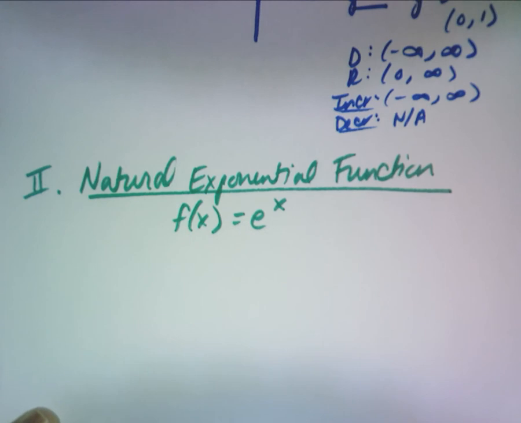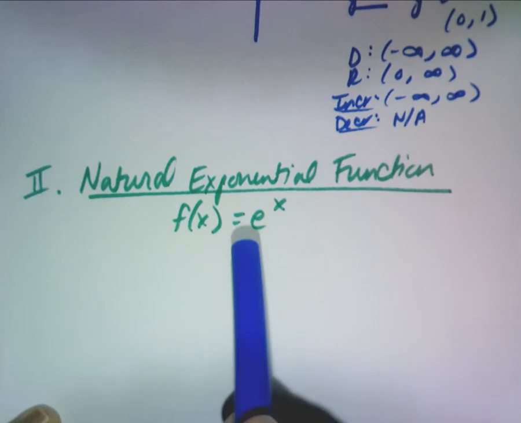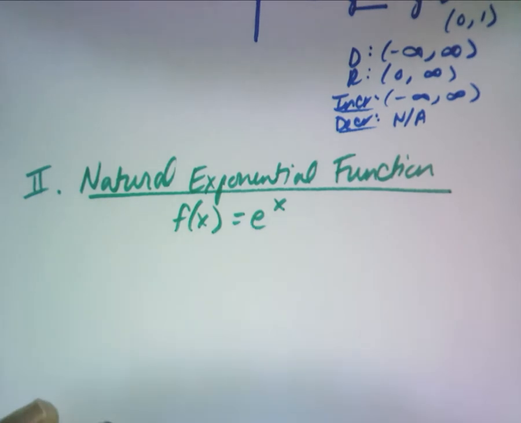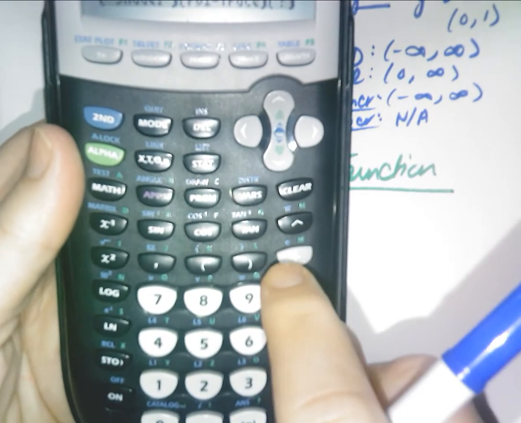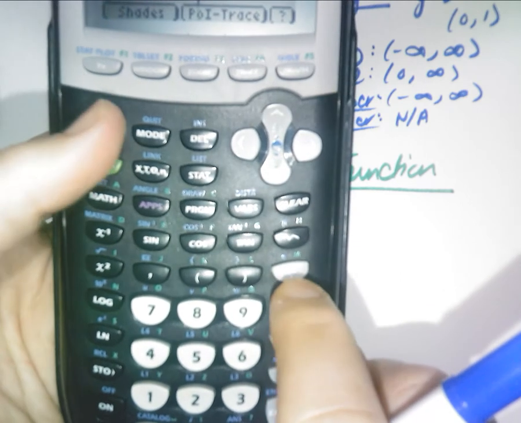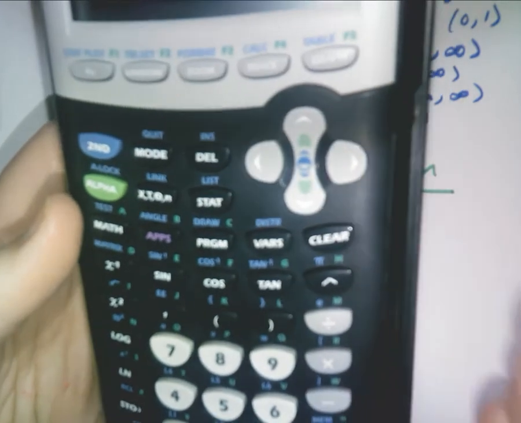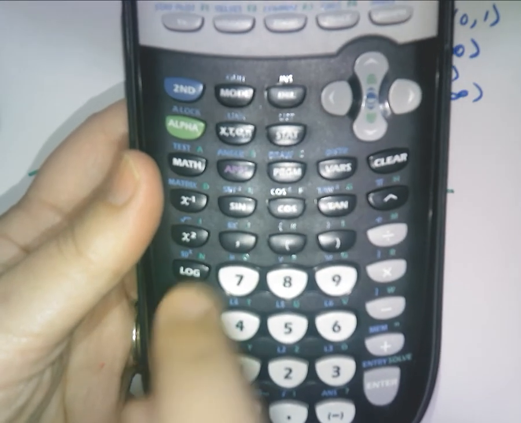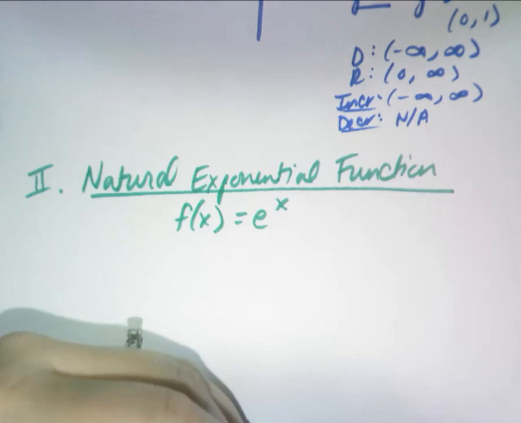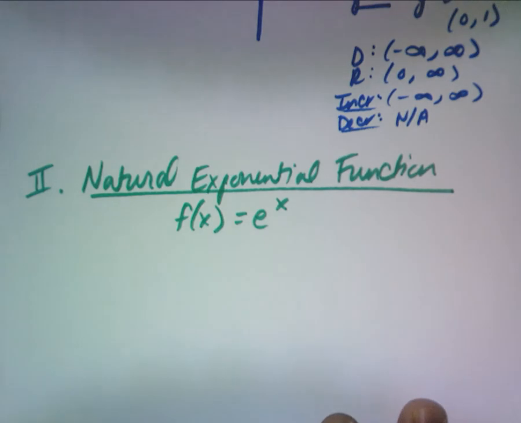You'll find this number e occurs a lot. And so you just need to know this is called the natural number. There's an e on your calculator. It is located above the ln. You could also hit second ln, and that would automatically give you a power. So you can do that.